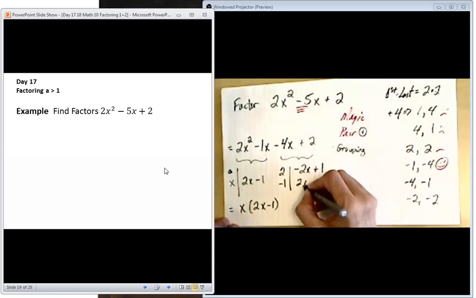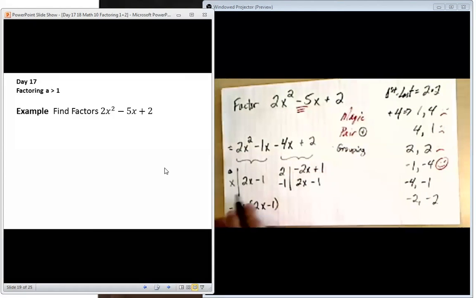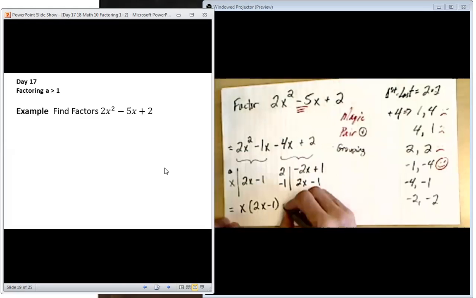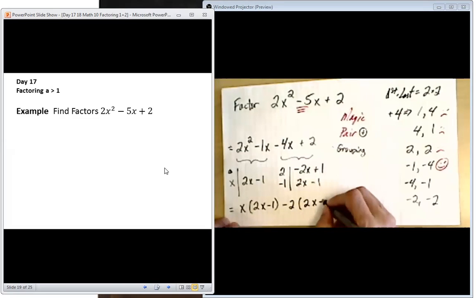Yeah. And that will create then terms that are the same. And so we get a -2. We get a 2x -1. And we're almost done. Final step.